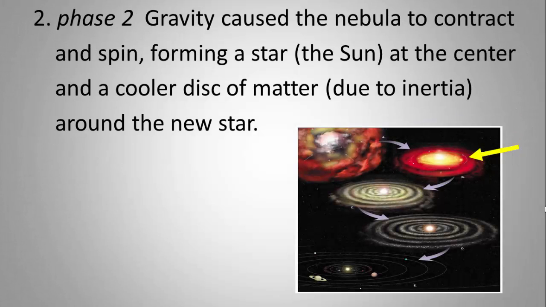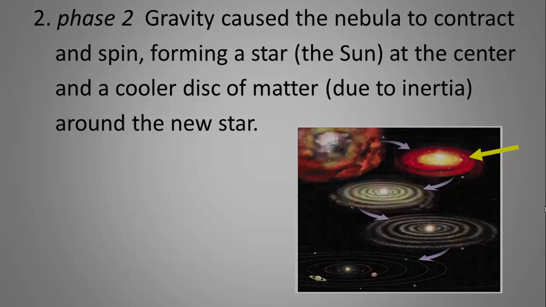In phase 2, gravity starts to contract that nebula. As that occurs, you'll have conservation of momentum, which causes spinning of the condensing nebula. In the very middle of this, you'll have a star starting to form because of the intense heat. And then around that center of the condensing nebula, you'll form a much cooler disk of matter. And that's related to the inertia from the conservation of momentum. So the whole thing is starting to spin.